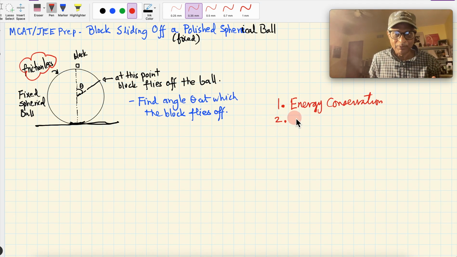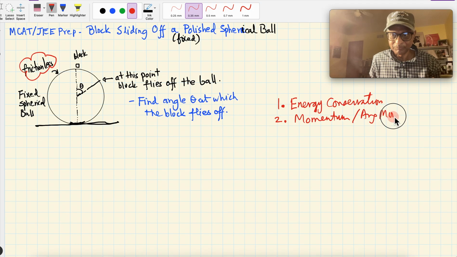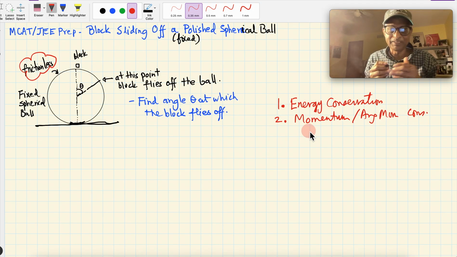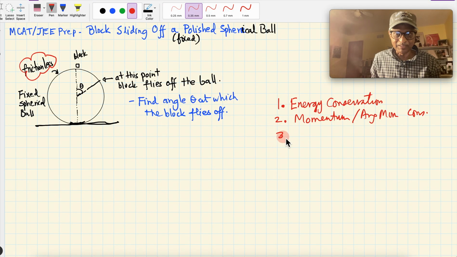Momentum, angular momentum conservation. Almost 60-70% of the problems you're going to encounter are going to be these two steps. But sometimes you have to keep in mind that you get stuck, and then you're going to try something else.